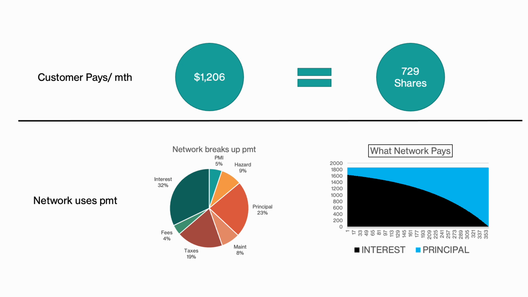On the surface, the customer only knows they pay X and they get Y shares in return. Below the surface, the network is diligently allocating every single dollar precisely where it needs to go. The customer doesn't need to know the exact breakdown of how many shares are assigned to principal or interest. The customer doesn't need to know every expense account their payment is being deposited into.